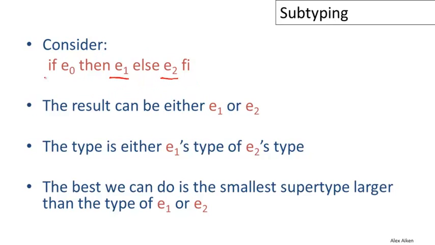And so what that means is that the resulting type of an if-then-else is either the type of E1 or the type of E2, and we don't know at compile time which one it's going to be. So the best we can do is to say the type of the entire if-then-else is the smallest supertype larger than the type of either E1 or E2.